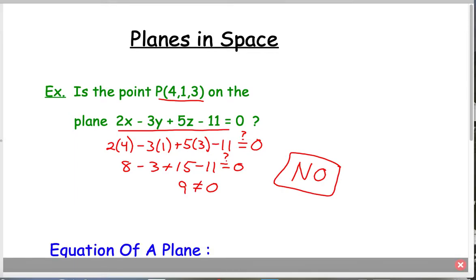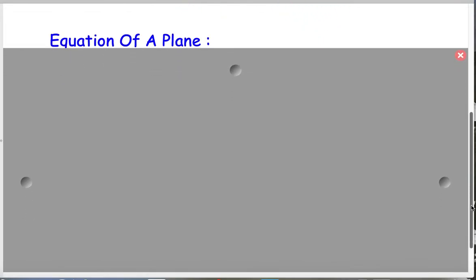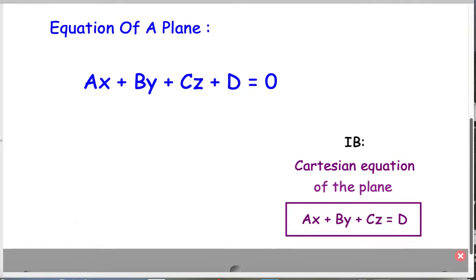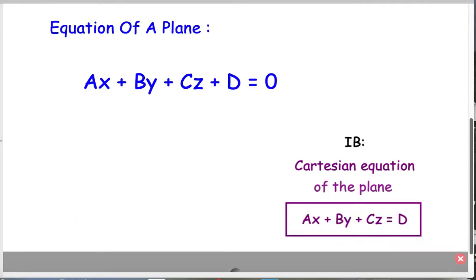All right, so the equation of a plane takes on this general form: Ax plus By plus Cz plus D equals 0. Now, in some books or in IB, they're actually going to move that constant term D to the other side. Either way, it's still going to be the same equation. In IB, they refer to this as the Cartesian equation of the plane.